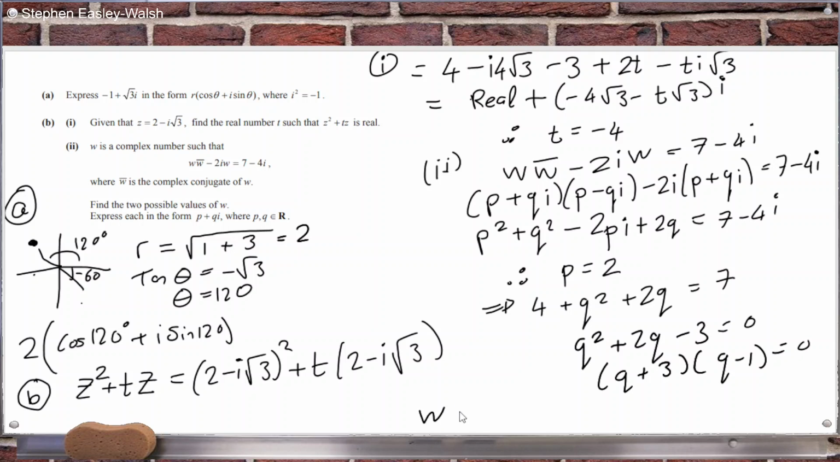So we can see that w is p, which is 2, and the first choice for q is minus 3, that's minus 3i, or w equals 2 plus i. So these are not conjugates of each other because the equation does not have real coefficients. So I wasn't expecting them to be conjugates, but it is interesting that their real component is the same for both.